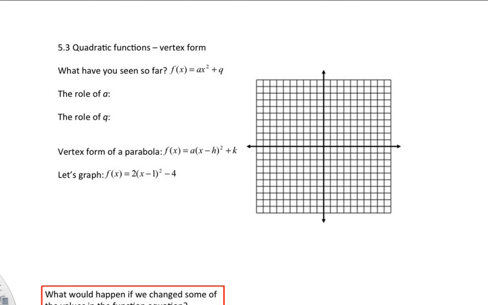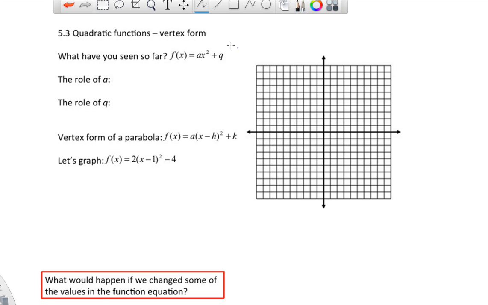Quadratic functions, vertex form. We've looked at ax squared plus q so far, for example, like 2x squared plus 5. And that's taught us some things about what each number does: what does the number in front of the x squared do, and what does the other number do?